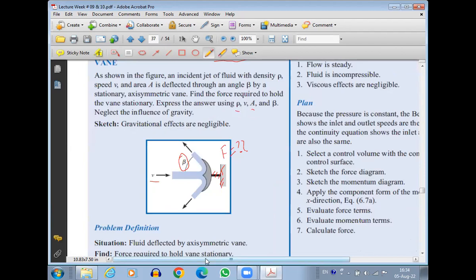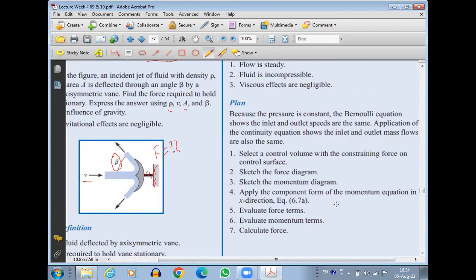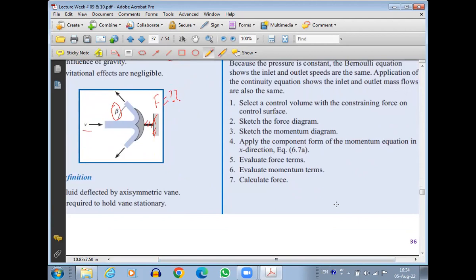So here everything is in the form of variables. There are no values in this problem. So obviously the solution would be in the form of variables. So let's go for the solution.